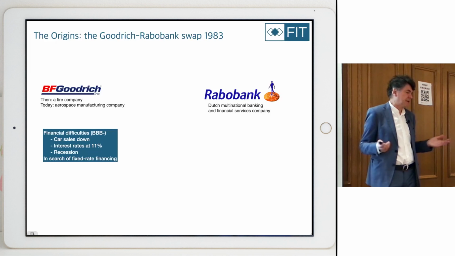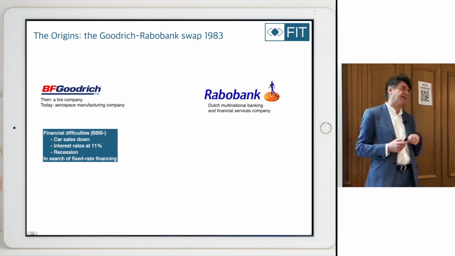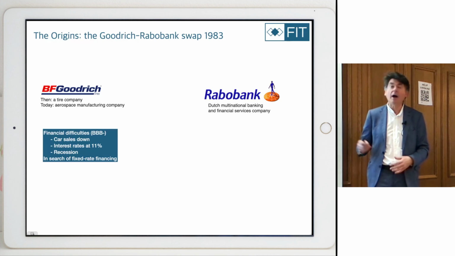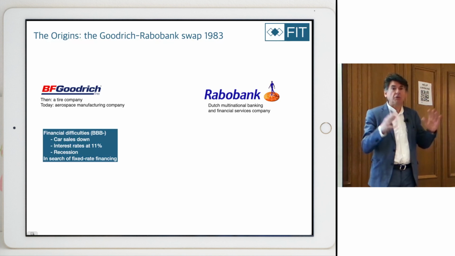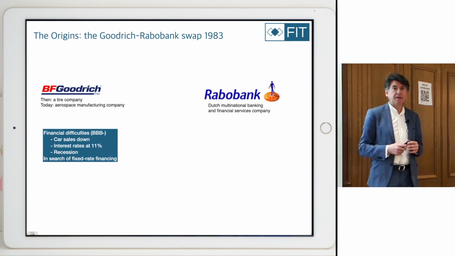And B.F. Goodrich, they were in financial difficulty and they were looking for fixed rate financing. Now, this is not a course in finance. If it was, we would spend a lot of time discussing why. But we're not. We just say, they want fixed rate financing. Fine, we'll take that for granted. I'm not going to get into that, okay?